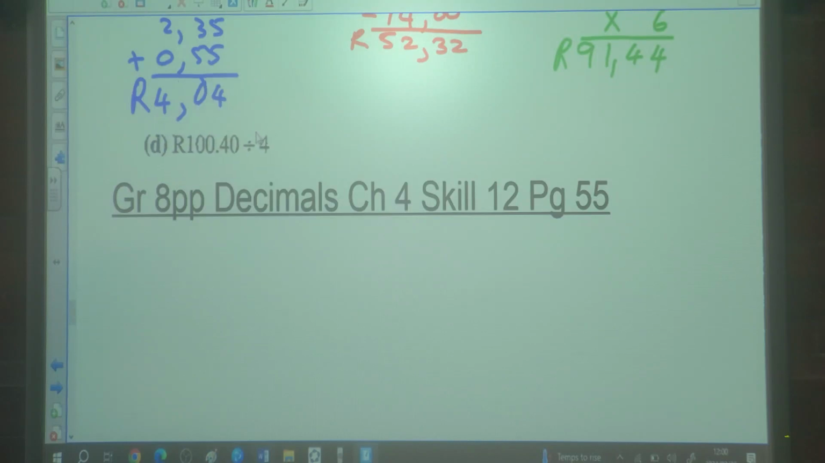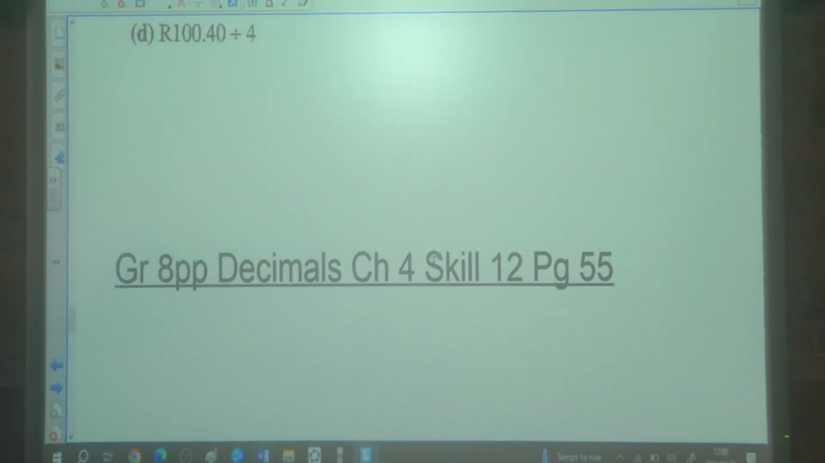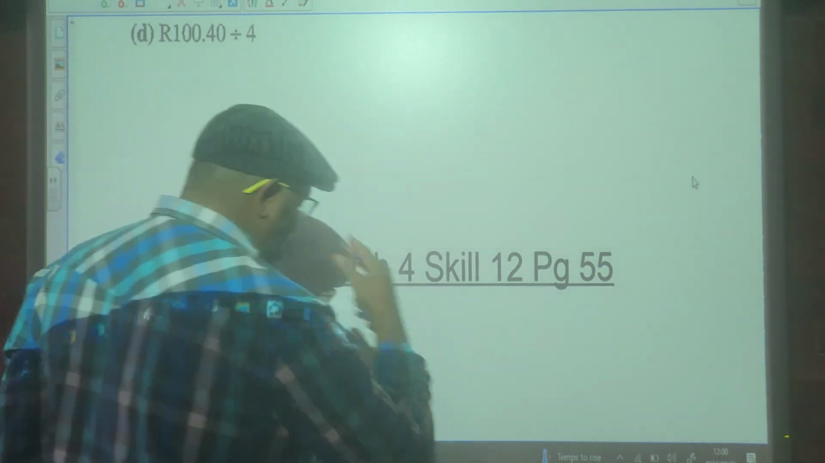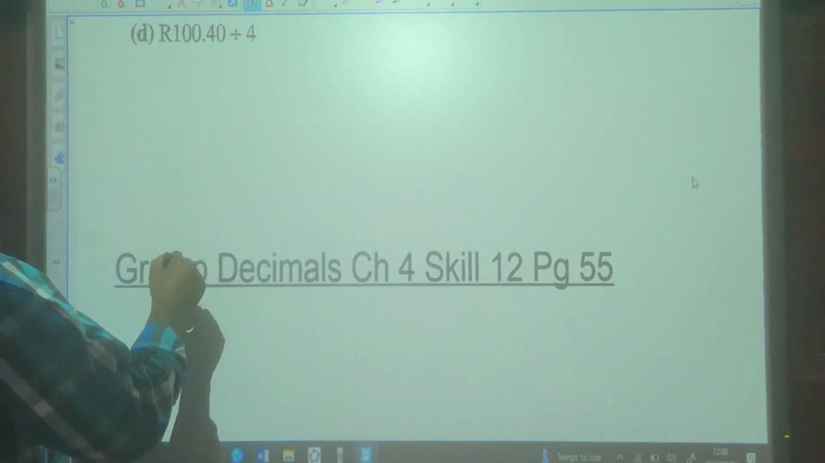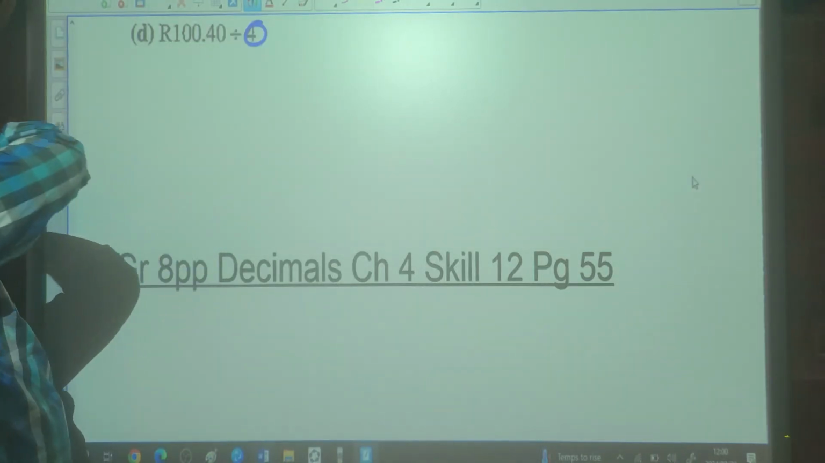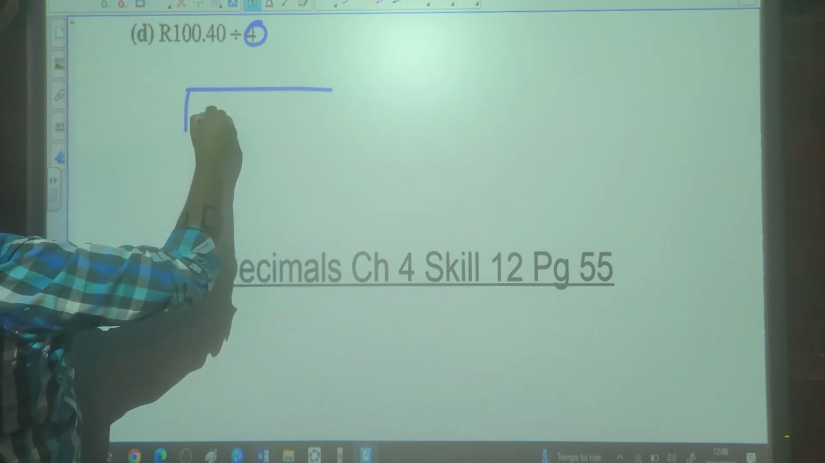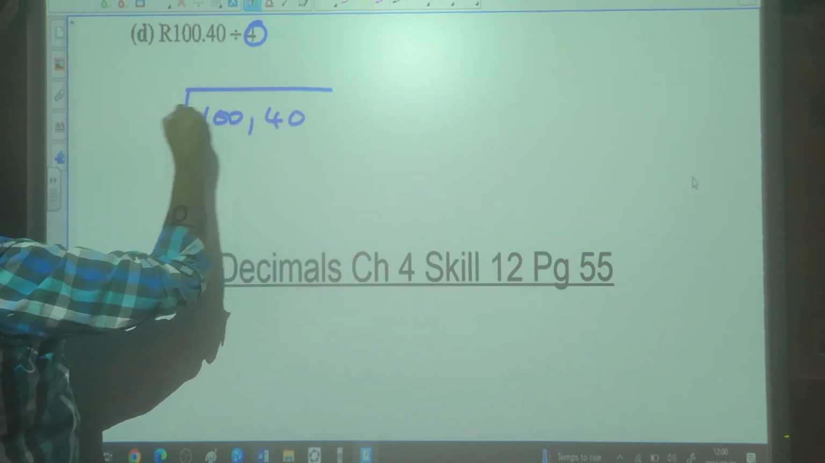So D, we have 100,40 must be divided by 4. Is the divisor a whole number? Yes. So it's simply going to be 100,40 divided by 4.